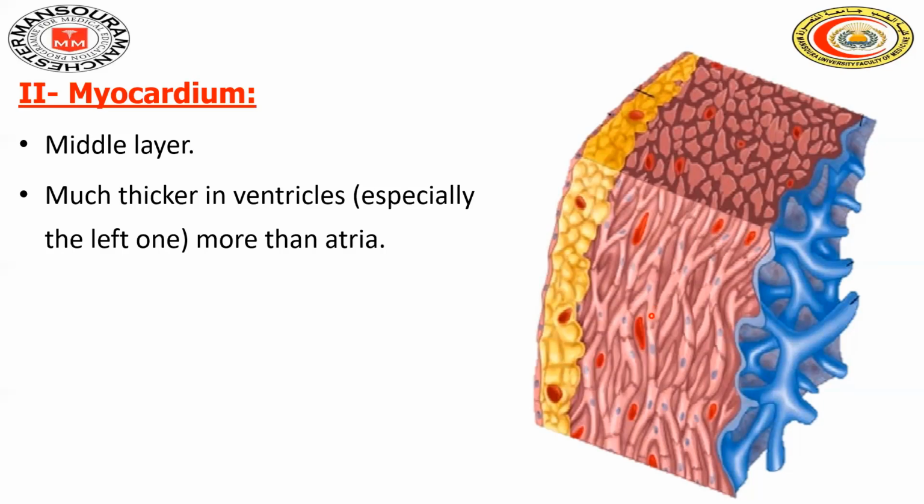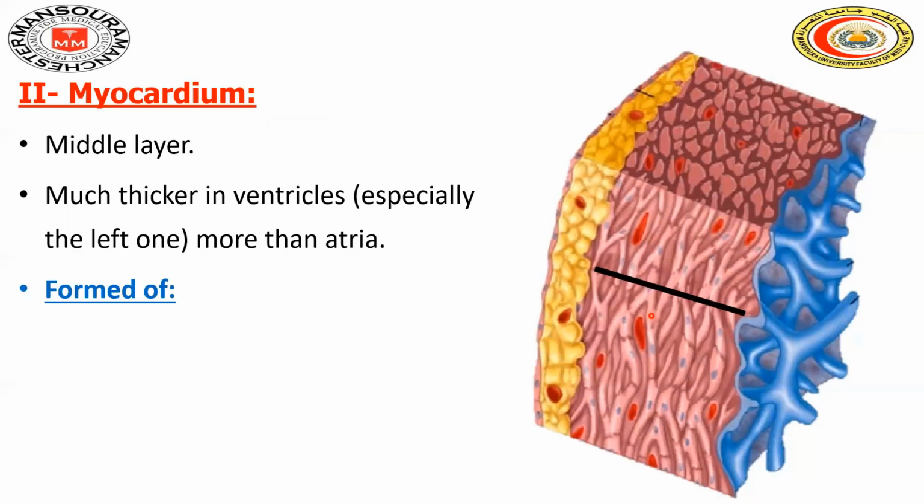The thickness of myocardium differs according to the chamber. So in atrium, it is thin. In ventricle, it is thicker. And it is even thicker in the left ventricle than the right one. Okay? This is regarding its thickness.